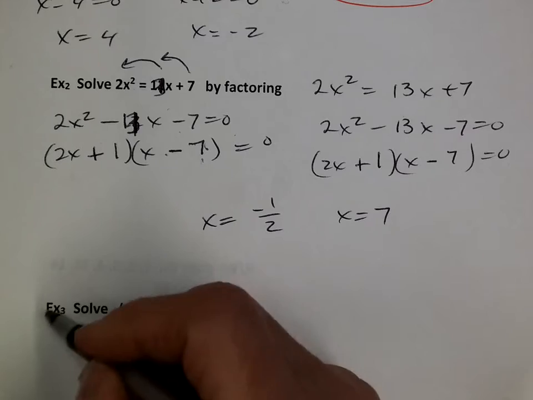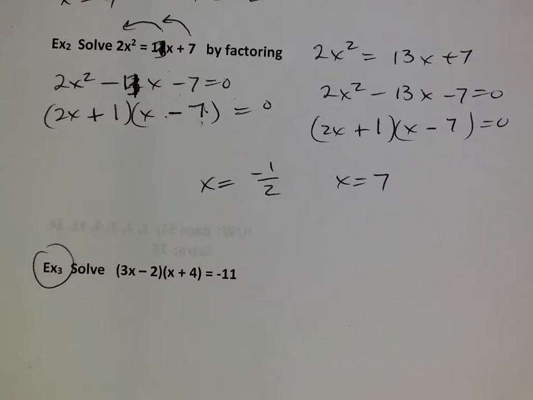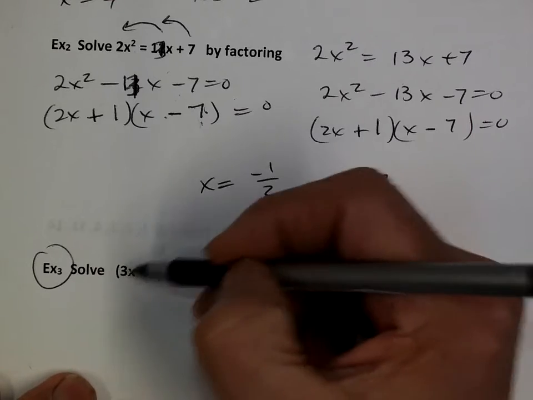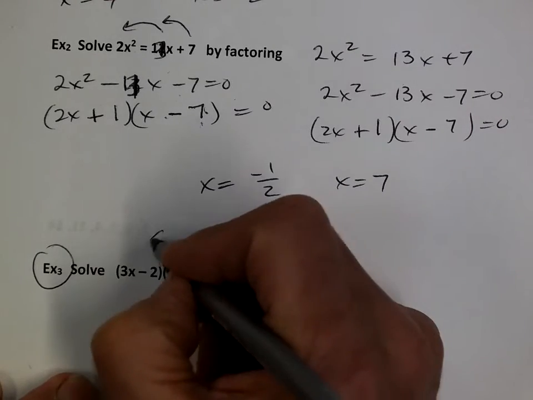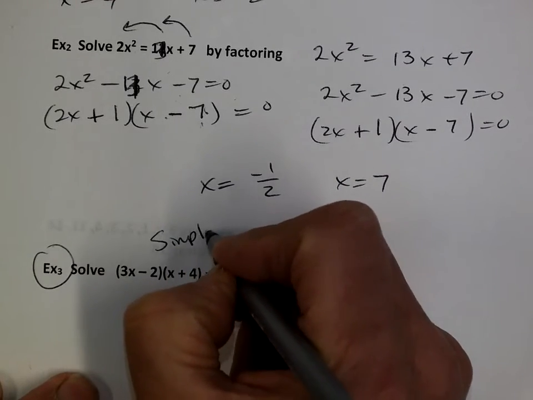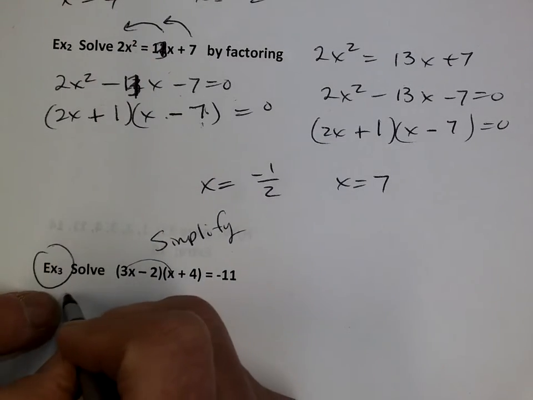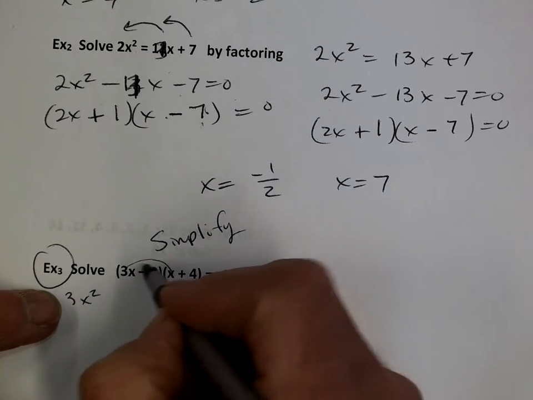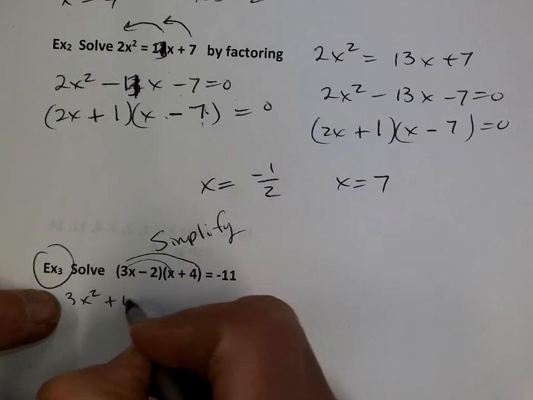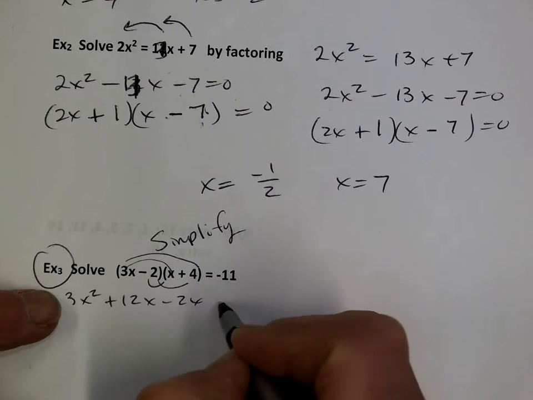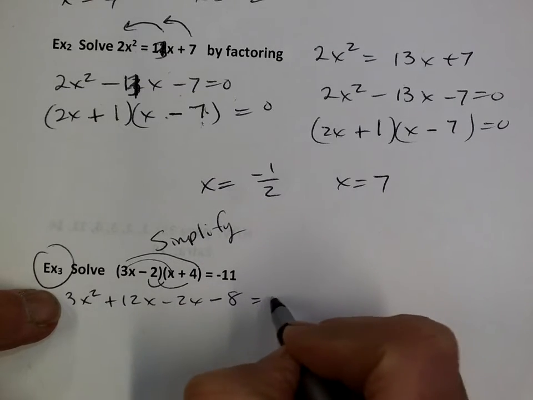All right. Example 3. Let's hope this one works. Okay. So I need to simplify this first. So I'm going to go 3x squared plus 12x minus 2x minus 8 equals negative 11.